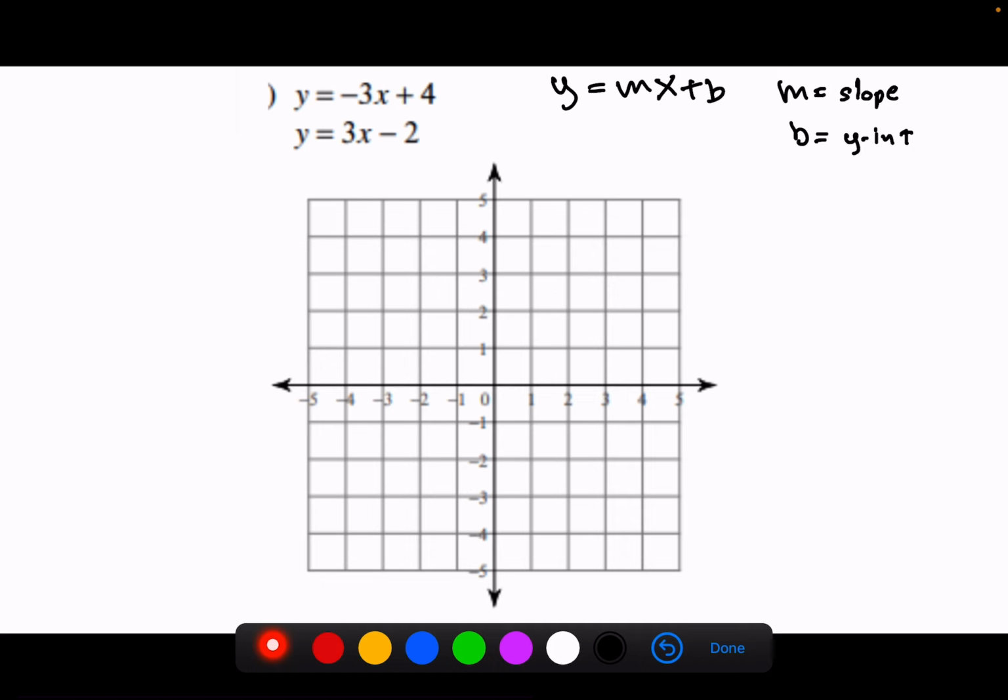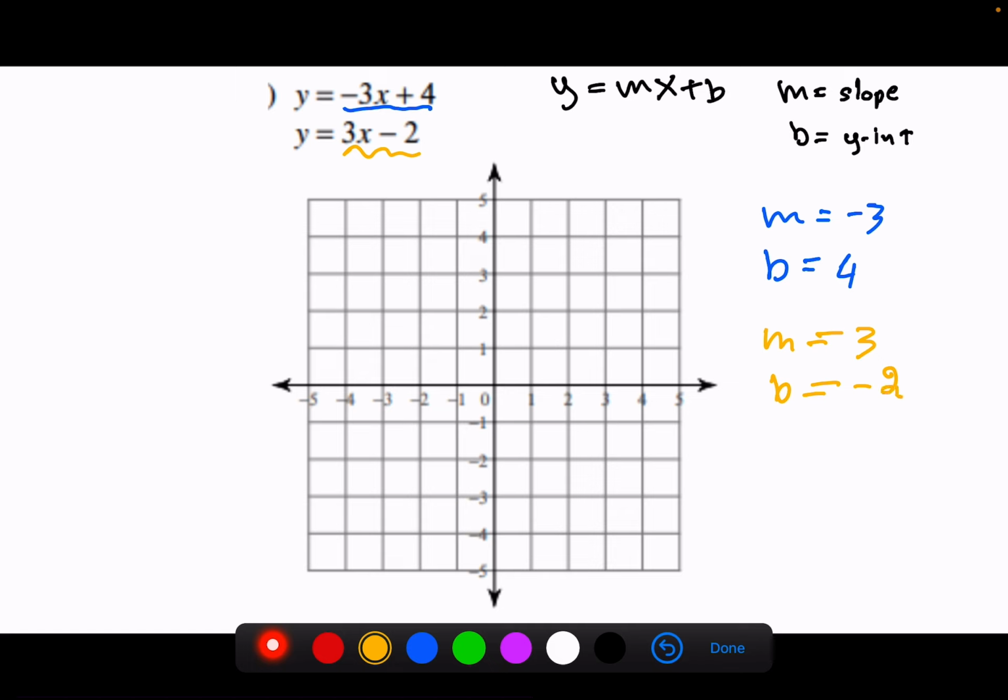So for the first equation, let's put it in blue. This equation here, the slope is negative 3 and the y-intercept is 4. And for the other equation, let's put it in orange. The slope is 3 and the y-intercept is negative 2. So now let's go ahead and graph this.